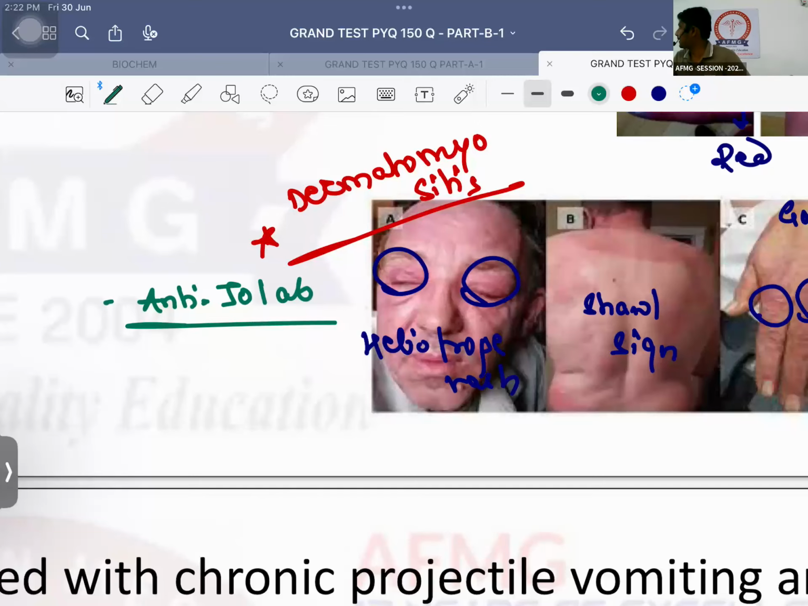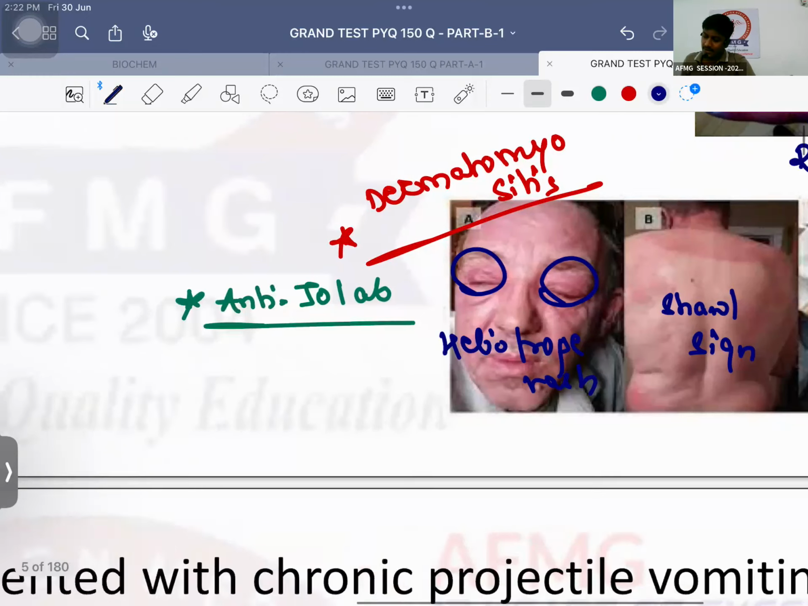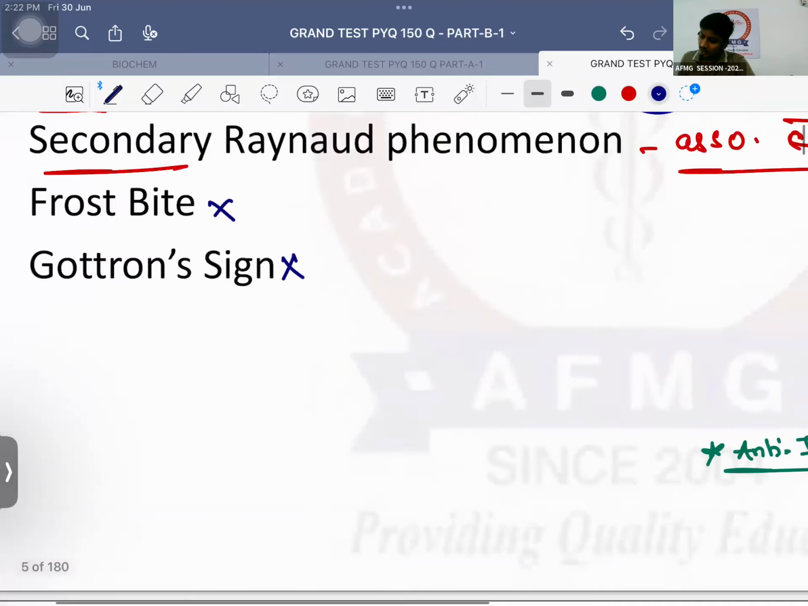Anti-Jo1 antibody is characteristic of dermatomyositis. Please remember, okay? Anti-Jo1 antibody is characteristic of dermatomyositis.